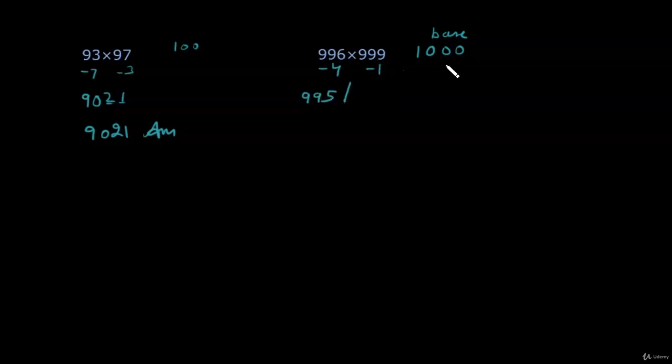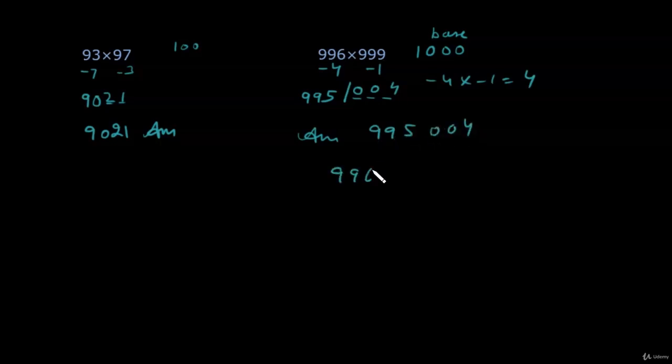For the second part, because the base has 3 zeros, this will be a 3-digit number. And the product of -4 and -1 is just 4. And this is a 3-digit number, so we will write 004. So the answer is 995004. It's very fast. If we want, we can do it mentally.